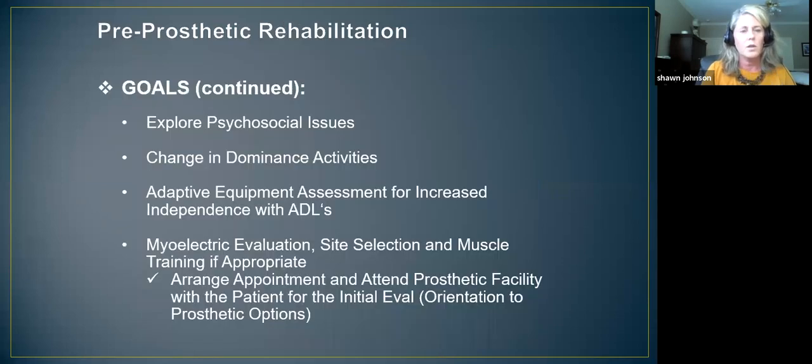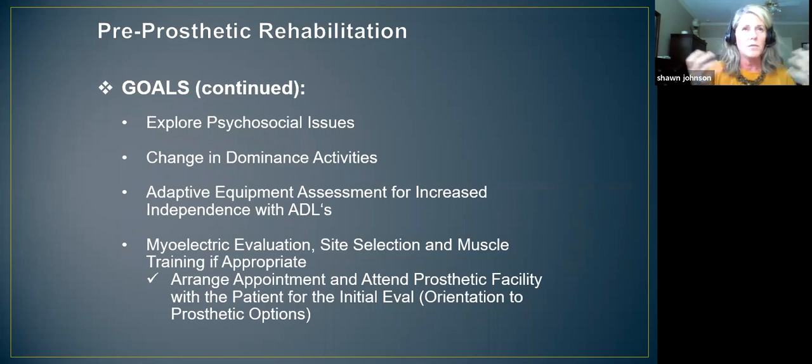All right, so continuing on with the pre-prosthetic rehabilitation piece of it, we're going to explore psychosocial issues as needed. Looking at change in dominance activities, adaptive equipment assessment for if there's something that they want to be independent with prior to getting a prosthesis, what type of equipment might be able to help them with that. And then, if they're going to be getting a myoelectric prosthesis, there are therapists out there that are trained and experienced in helping identify muscle sites and helping train those muscle sites.